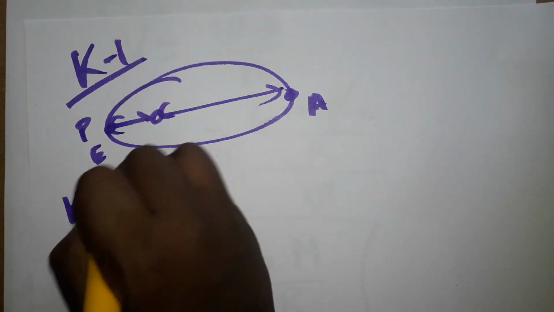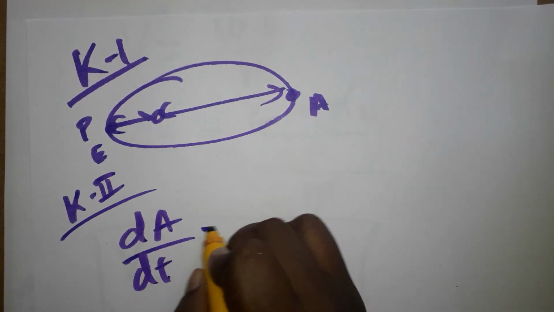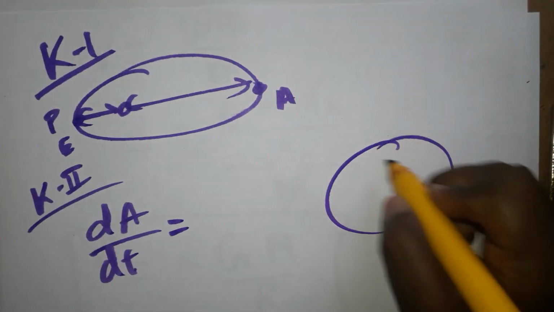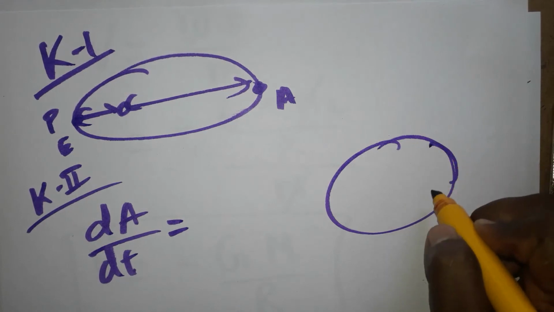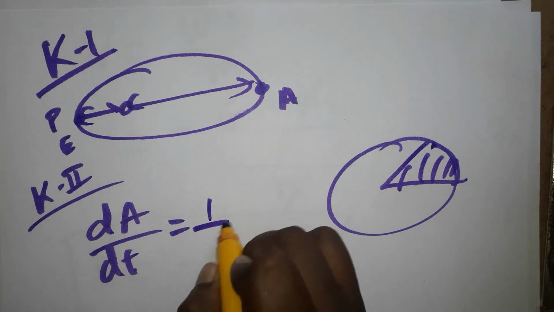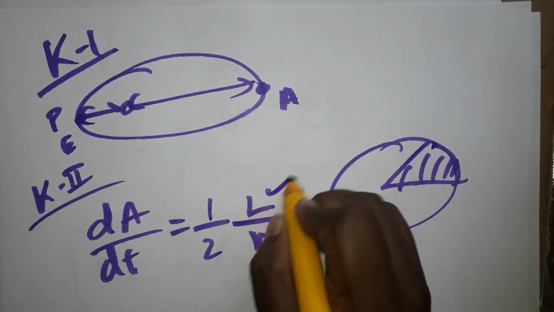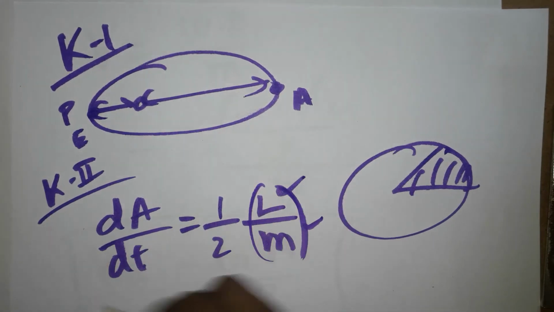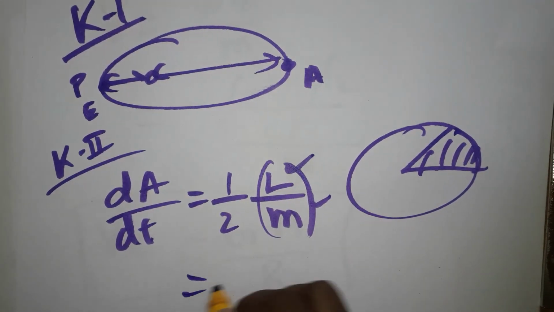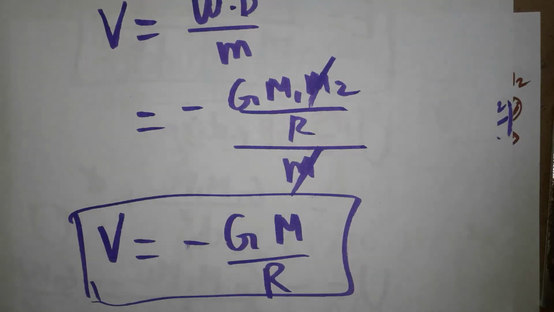The second law says the total area swept with respect to time is going to be constant. When the earth is revolving from one place to another, the area swept is constant. dA by dt is constant, equal to L divided by 2M. L is constant, M is constant. So the total area swept out is also constant. This is represented as the second law. Now Kepler's third law.